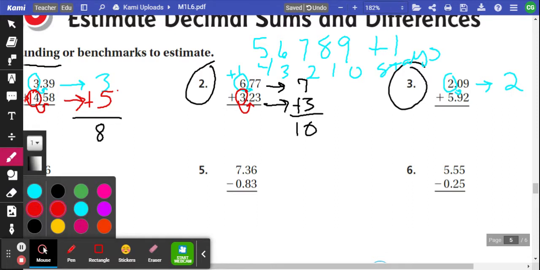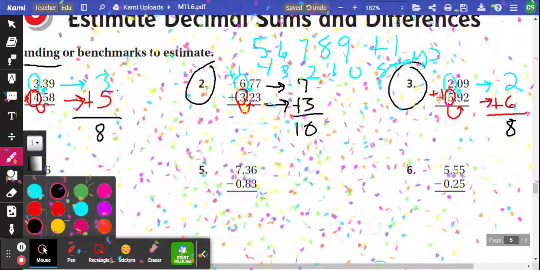Then I go to the next number, 5 and 92 hundredths. I'm going to circle the 5. Draw my arrow over to the right. My rule maker says, hey, I'm a 9. So guess what? I get to add 1 to my 5. So 1 plus 5 equals 6. And now I can add these two together. So 2 plus 6 equals 8. Yay! So I'm sure that was a little bit easier.